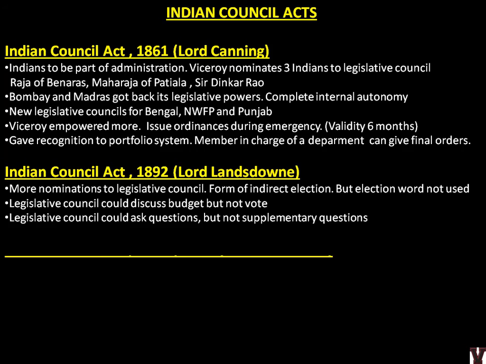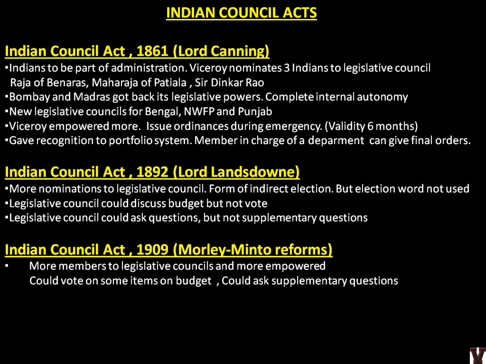Now we'll see the next important one, 1909, Morley-Minto. We have seen it already when we did the timeline, 1909, I think in chapter 8 or 9. In Morley-Minto, Morley will be the Secretary of State and Minto will be the Viceroy. And this Minto is different from the Minto who was there in the 1813 Act. More members to the Legislative Council, the same thing, and more empowered.